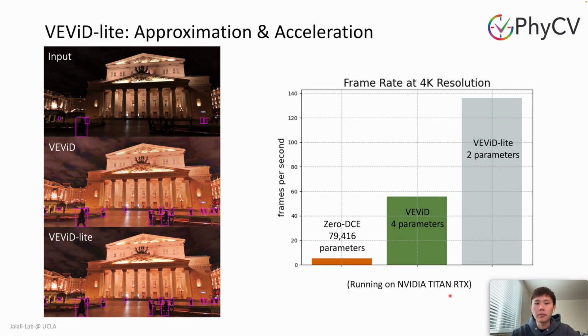On the right, we compare the frame rate of low-light enhancement at 4K resolution between one of the leading neural networks called 0DCE and VEVID in PhyCV. 0DCE contains about 80,000 adjustable parameters that need to be trained on a dataset with images at different exposure levels. However, VEVID has only 4 parameters, and VEVID-lite has only 2 tunable parameters. They don't need training, and an empirical set of parameters will work relatively well on a large range of images.